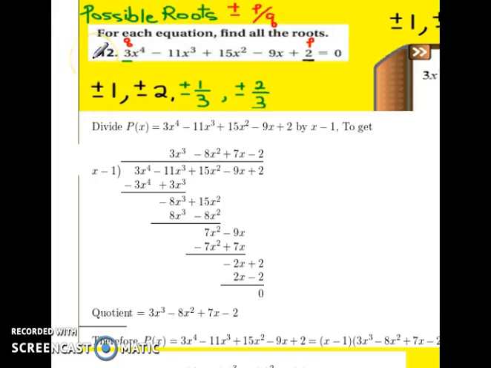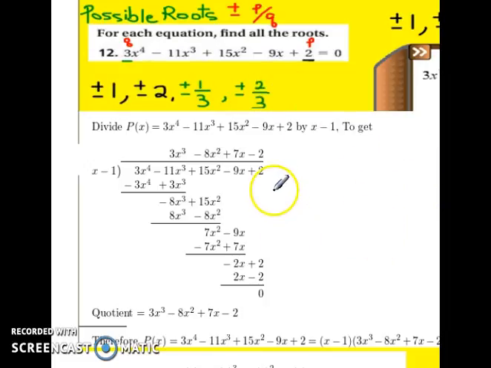In problem number 12, I'm going to find all possible roots. So first thing I need to do is list all possible roots and then figure out which ones to use. My p is 2, so plus or minus 1, plus or minus 2. 1 times 2 is 2. My q is 3, so I'm going to go 1 divided by 3, 1/3. 2 divided by 3 is 2/3.